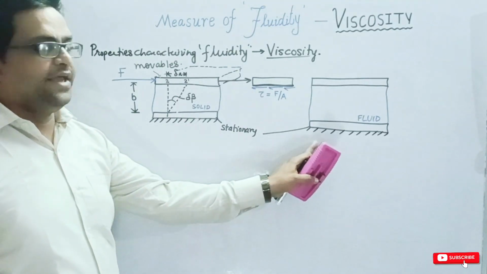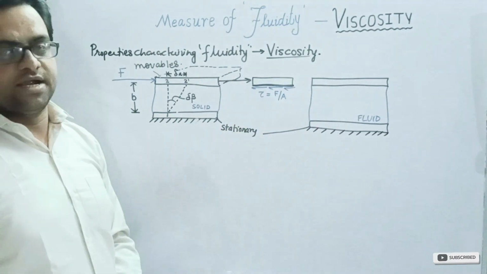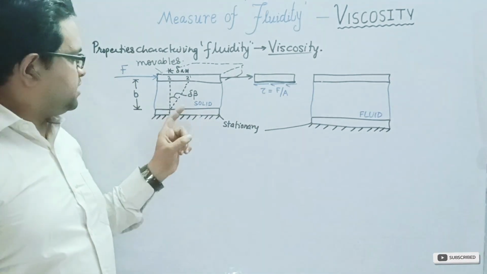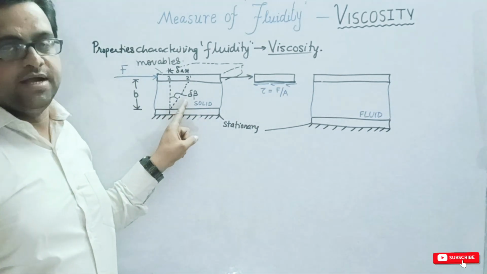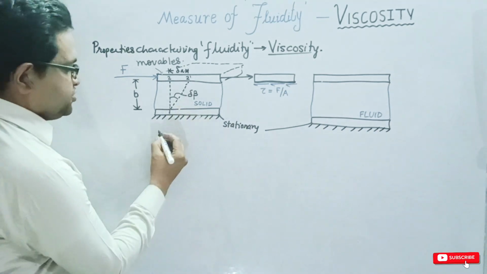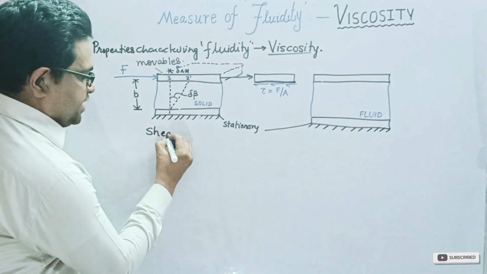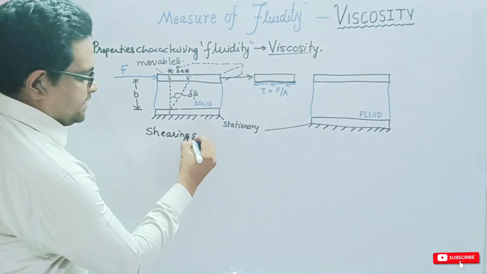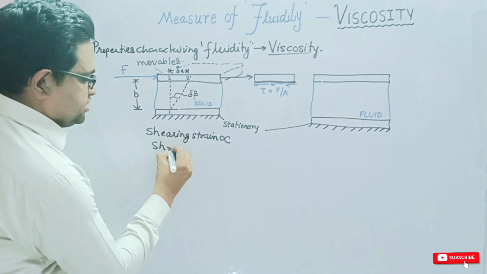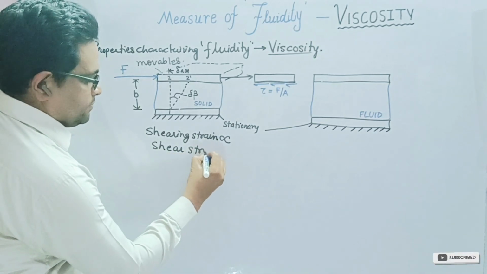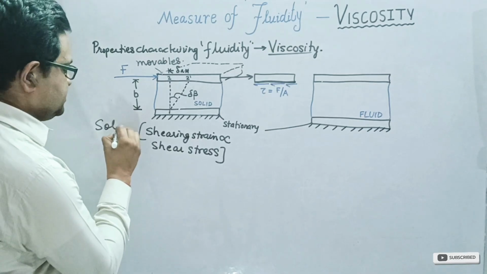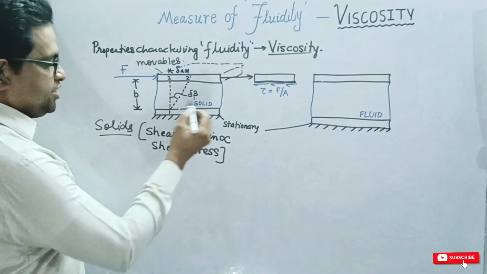What happens in case of fluids? Let us see the second situation. In the case of solid, the angular deformation, that is del beta, which is the shearing strain, is directly proportional to the shear stress. This is the case for solids, for elastic solids like steel.